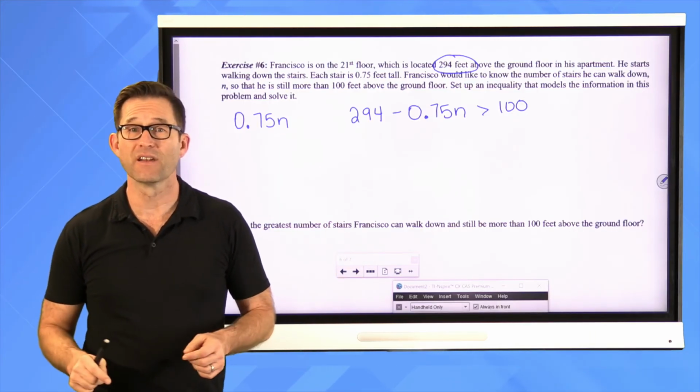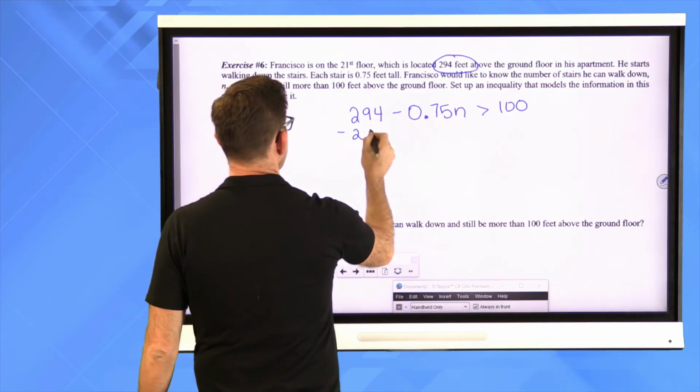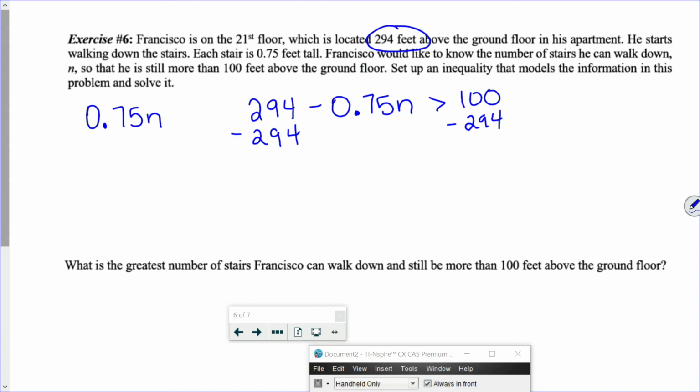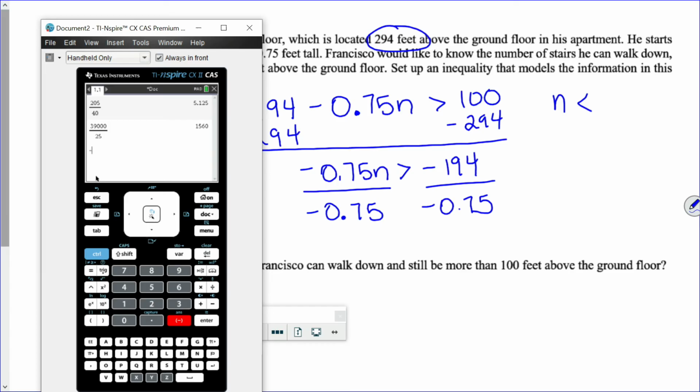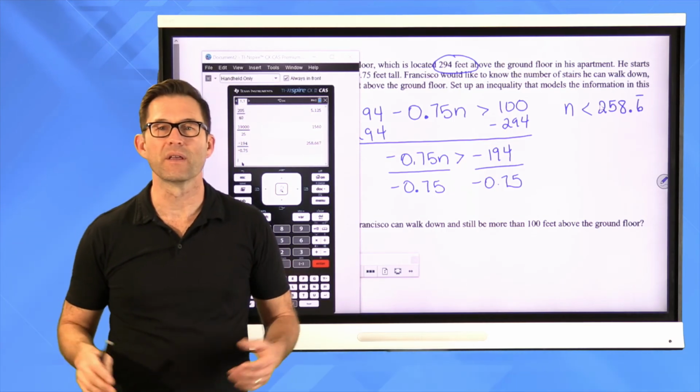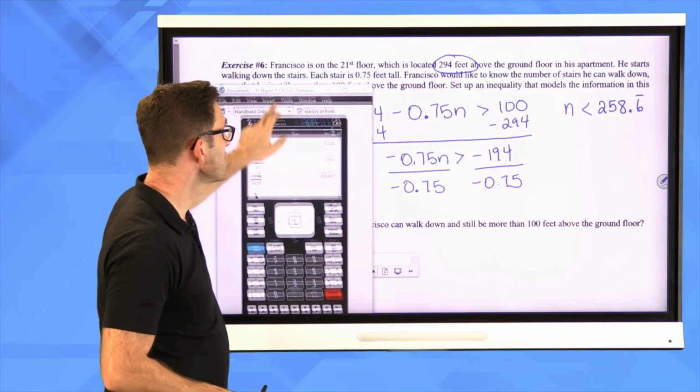Now solving the inequality, that's another thing entirely, right? This time I think I'm going to skip flip-flopping the inequality around. I'm just going to subtract 294 from both sides. That's going to leave me with negative 0.75n is greater than negative 194. And now I'm going to divide both sides by negative 0.75. Immediately I'm going to switch my inequality symbol and also bring my calculator out. And I'm going to do negative 194 divided by negative 0.75. And I'm going to get n is less than 258.6 repeated. I know it says 0.667 on my calculator, but that's simply because I have my decimals set to just 3 decimal places. And so that's the solution to my inequality.